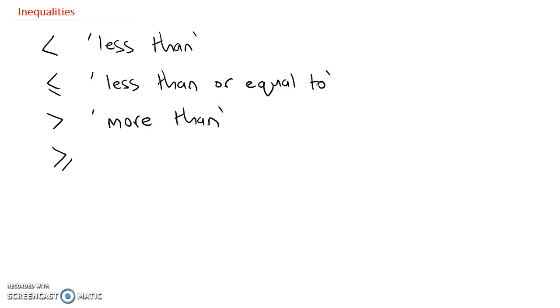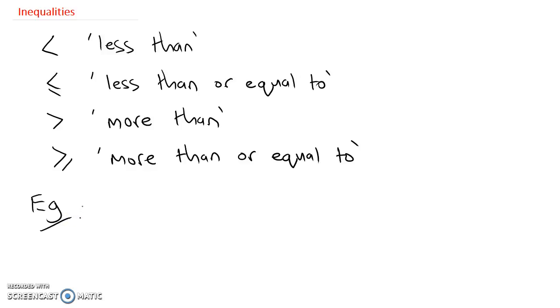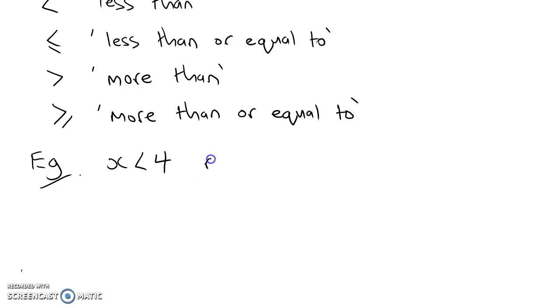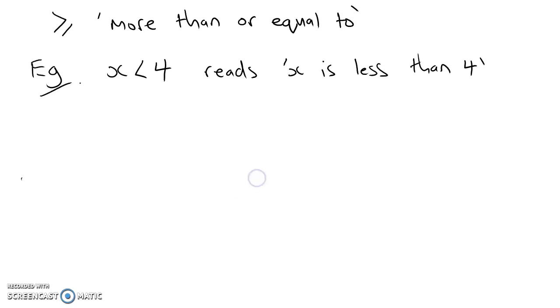and you can probably guess what the last one is. This one reads more than or equal to. Again, it's got that little extra dash under the inequality sign. More than or equal to. So, for example, if we have that, it reads x is less than 4. So let's have a look at a couple of questions.